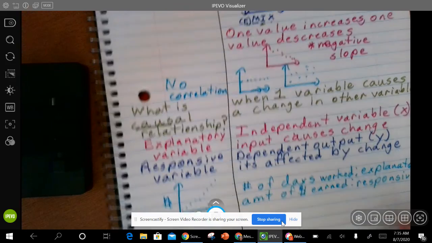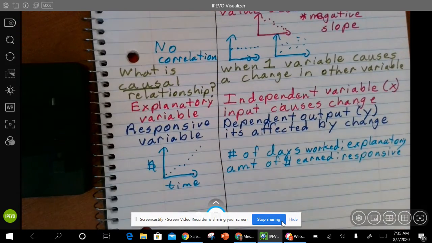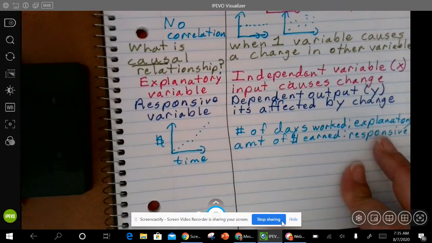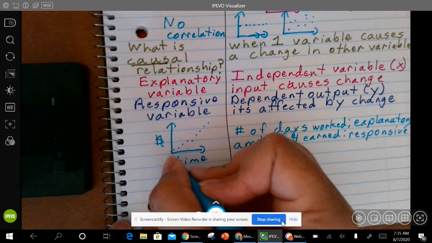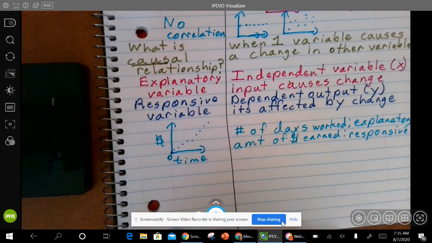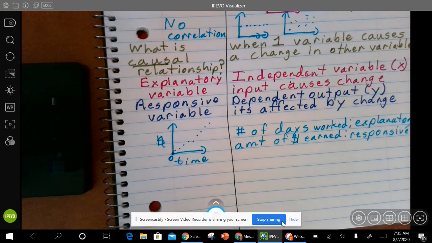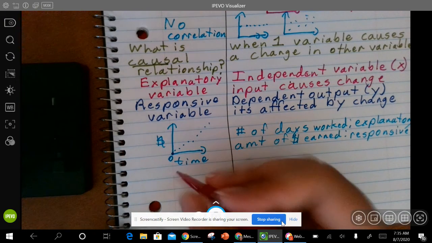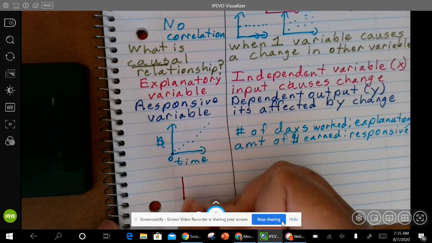Okay. And I wanted you to notice that for all of ours, we're pretty much starting with 0. So we always start here at 0. It's going to be 0, 0. We're talking about money.